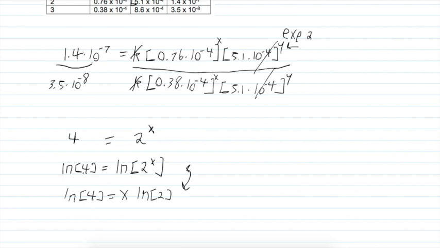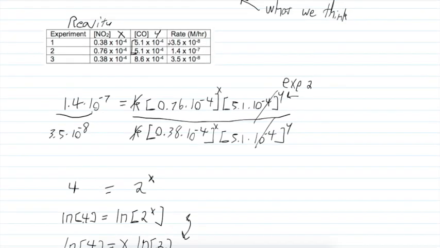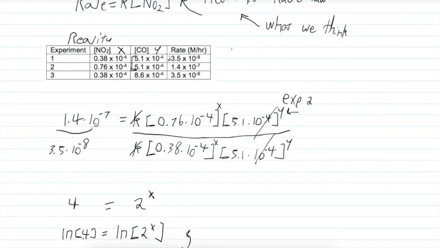Now if we divide both sides by ln of 2, we can isolate x. So ln of 4 divided by ln of 2 is equal to x, and x is equal to 2. So our experimental data has said that x equals 2. Now when you're doing this on a quiz or an exam, I recommend writing that out next to your data, because it can get messy on your sheet and this just keeps things organized.